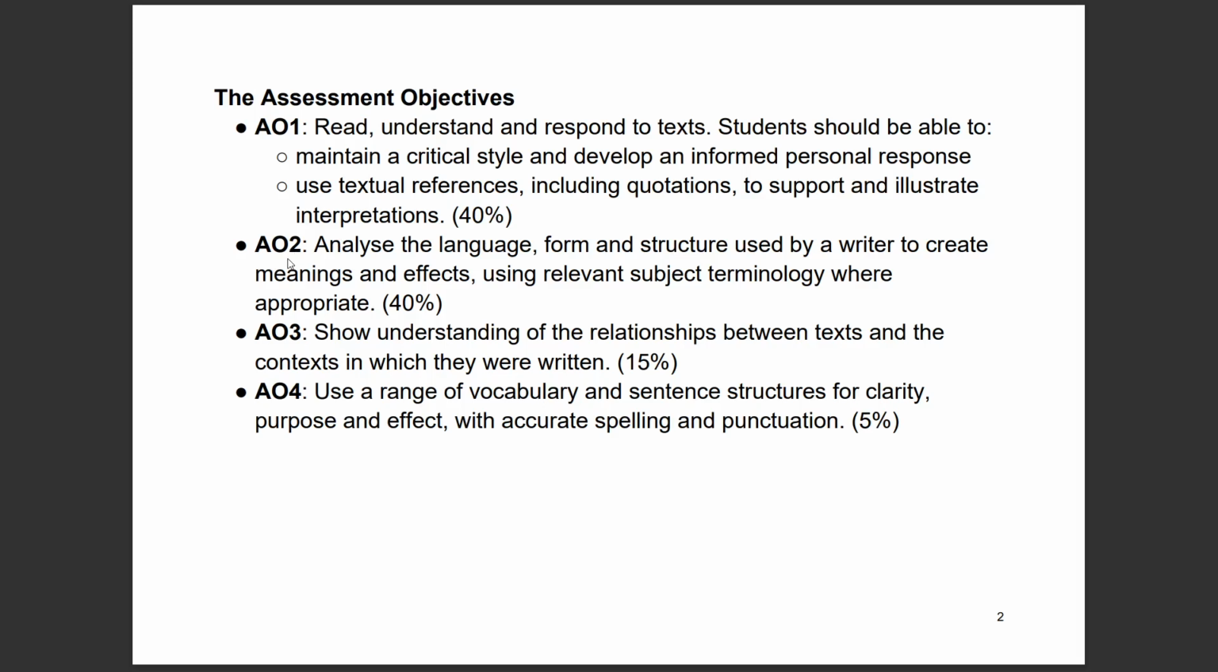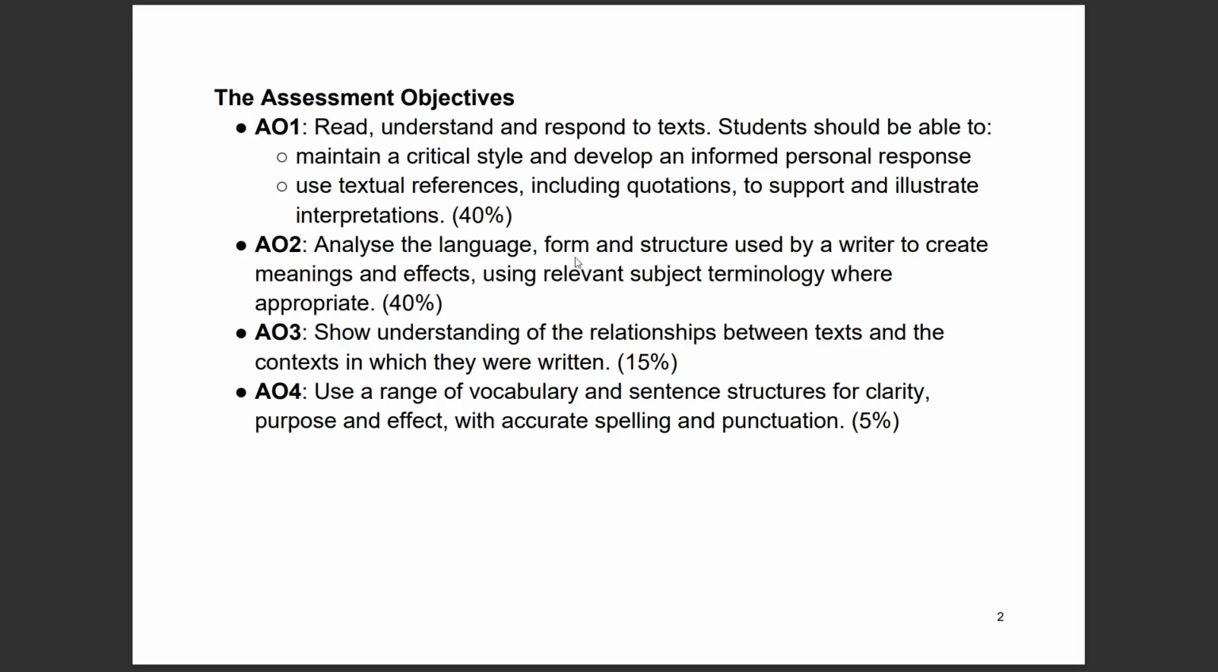AO2: analyze the language, form, and structure used by a writer to create meanings and effects, using relevant subject terminology where appropriate. So the word analyze is important. It means to examine deeply. So you read, you understand, and then when you respond, you have to analyze. It's beyond the surface. It's not basic. You need to go deep.